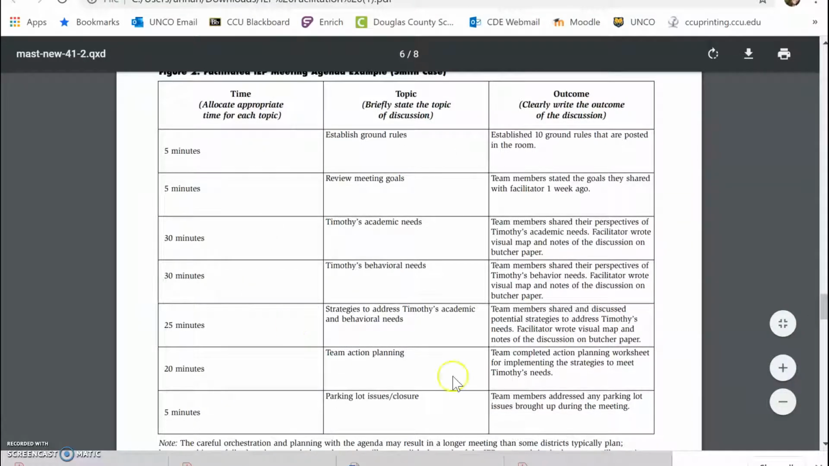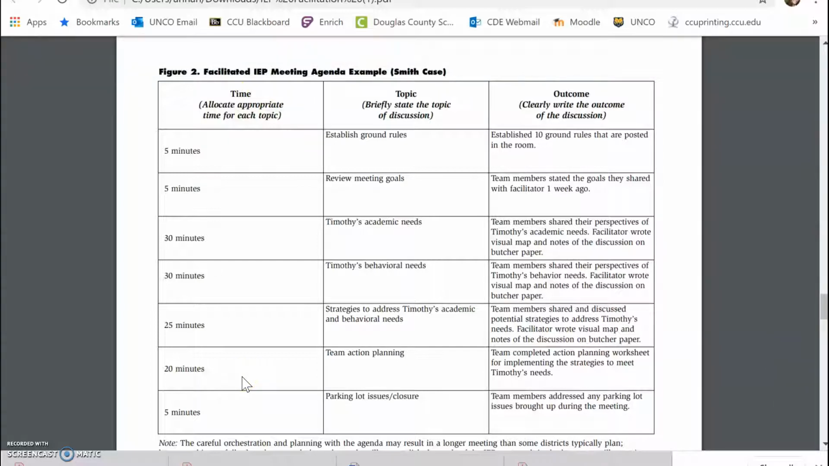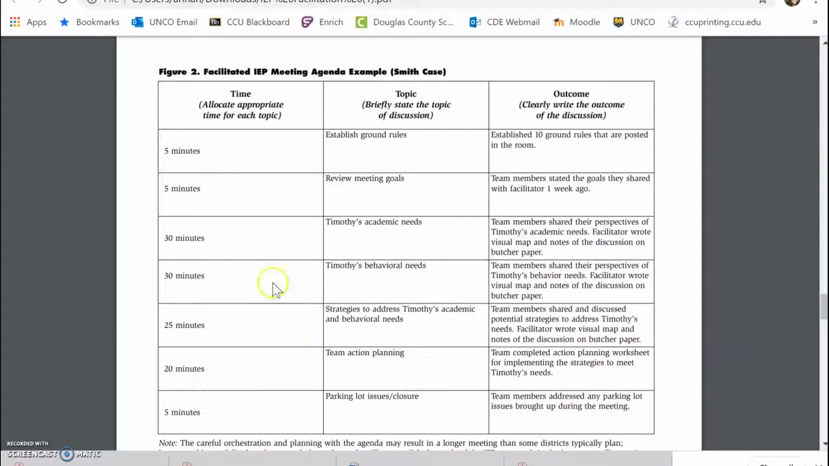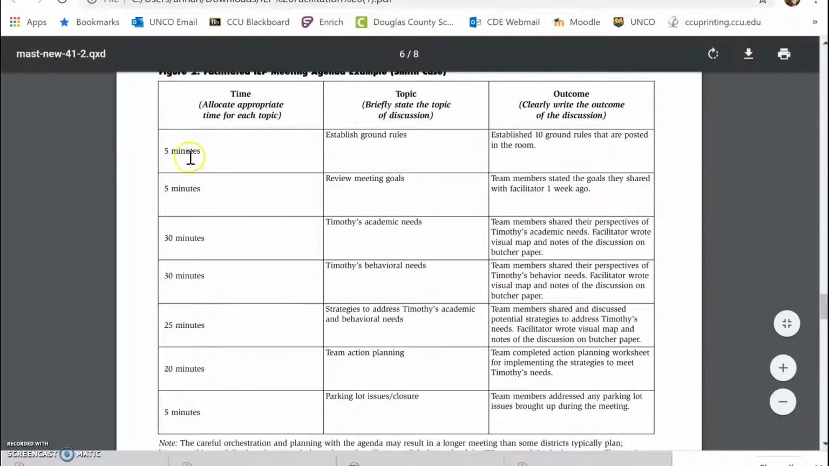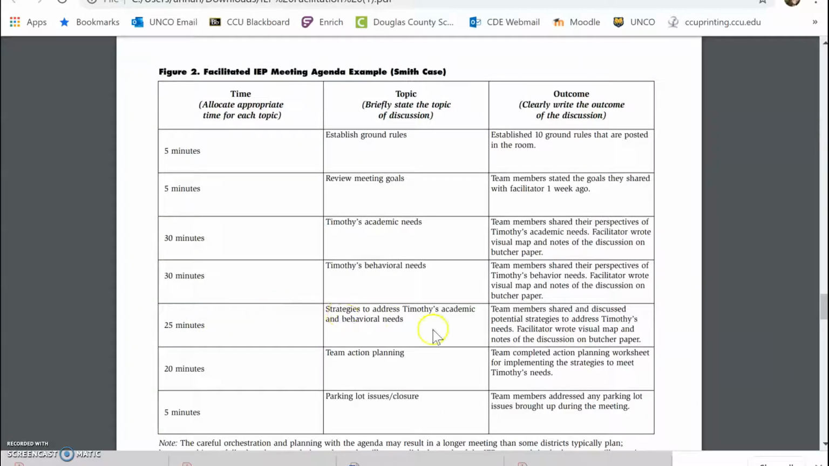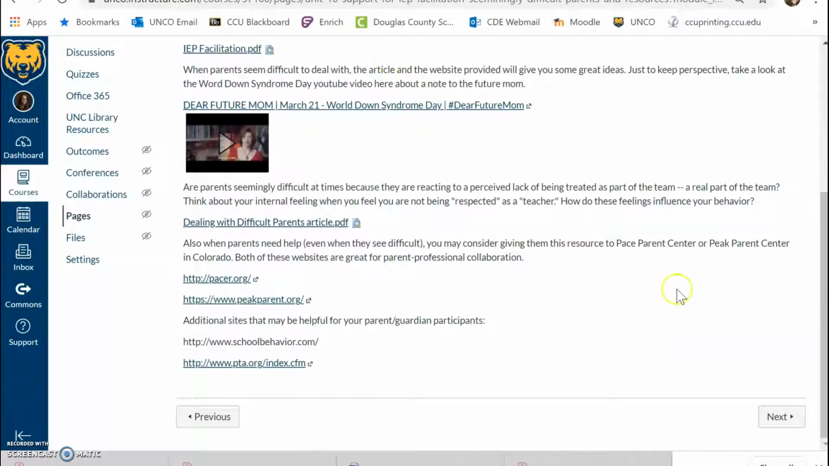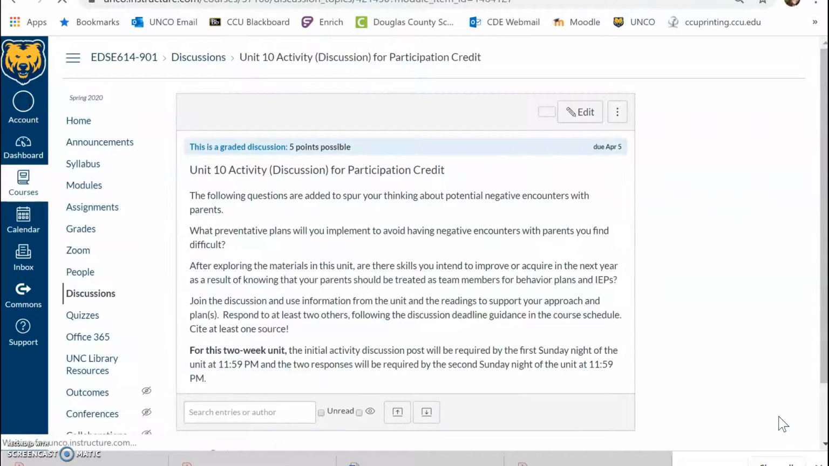So this is an example agenda for a student meeting. You can see the appropriate time is allocated for each topic, and staying close to this, although things can be flexible, it's important to keep this in mind as a guideline to ensure that the meeting is on track, and allocating larger periods of time to the most important parts of the meeting, making sure that the focus is in the right place. A couple different websites and resources for families, parents or guardians.